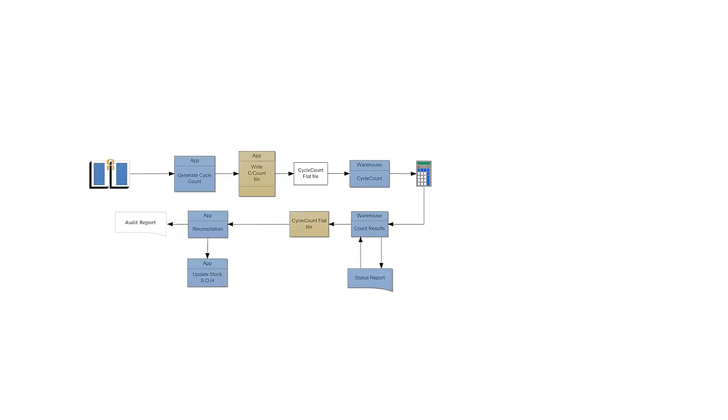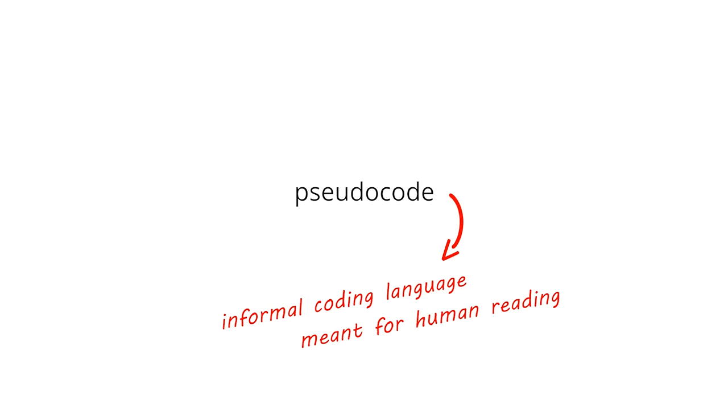Break down your processes until you reach pseudocode, which is an informal sort of coding language. It has the structure of programming language, but is meant for human reading, not machine reading.